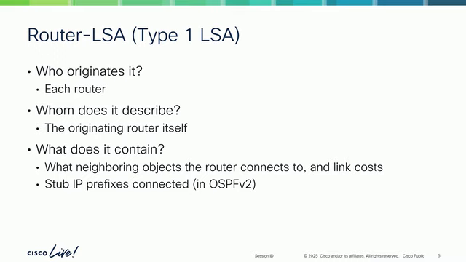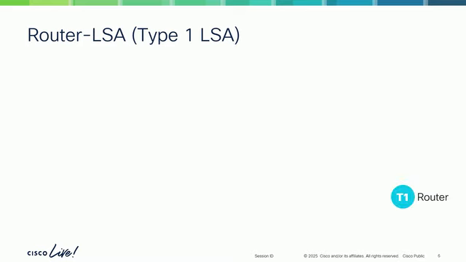So let's go and check what they do. The first type is router LSA, or LSA type 1, which is originated by every router for itself. The LSA describes someone. Whom does it describe? The router itself. It may sound a little redundant, but we will have LSAs that are originated by a router but describing somebody else on its behalf. And what does this router LSA contain? Information what this specific router is connected to. All right? So, let's check a topology.